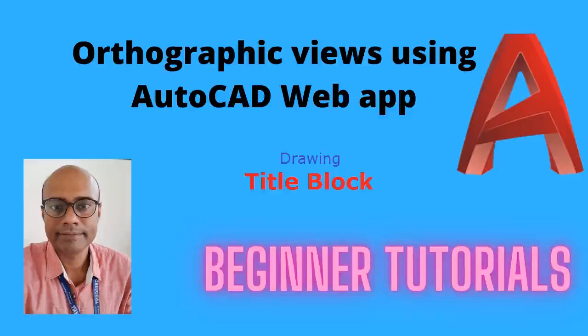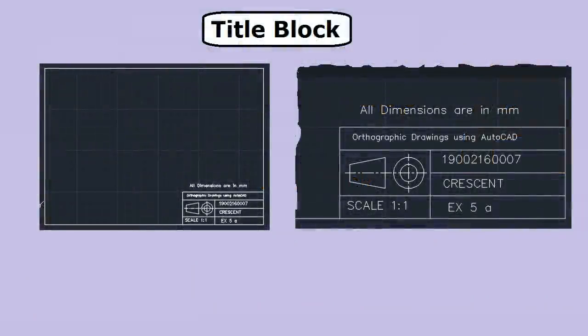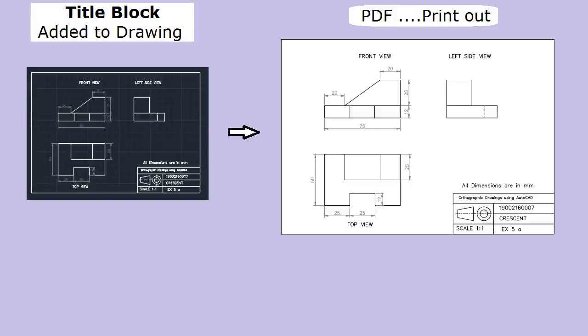In this tutorial, you are going to learn how to draw a title block, how to add a title block to an existing drawing, and how to take a printout by converting the AutoCAD drawing into a PDF.